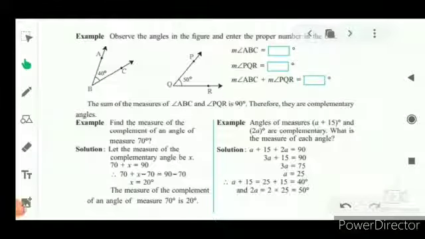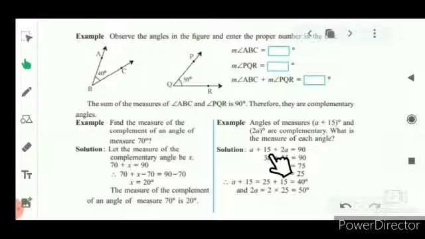Okay, now let's see some examples. We have to find out the measurement of the complement of the angle of measure 70 degree. Means one angle of measure 70 degree is given and we have to find out its complement angle. Let the measurement of its complementary angle be x, and we know that the sum of two angles is 90 degree if they are complementary. So 70 plus x is 90 degree. After solving we can find the value of x as 20 degree. So the measurement of the other complement angle is 20 degree.